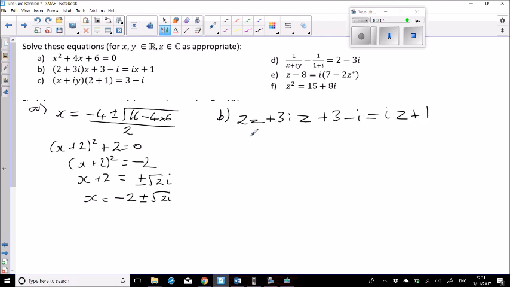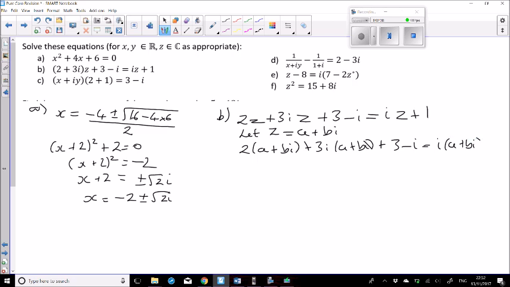Now here we're trying to find z, but we've got a real number times z, and we've got an imaginary number times z, and z is going to have real and imaginary parts itself, so we need to split those up. So I'm going to say z is a plus bi, and then replace it. So I've got 2 times (a plus bi) plus 3i times (a plus bi) plus 3 minus i equals i times (a plus bi) plus 1.